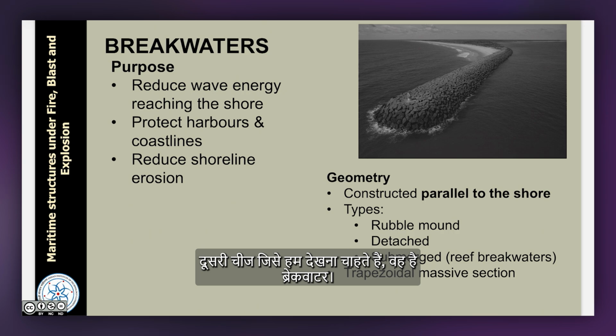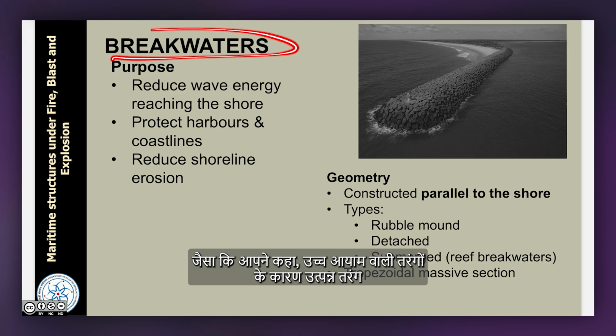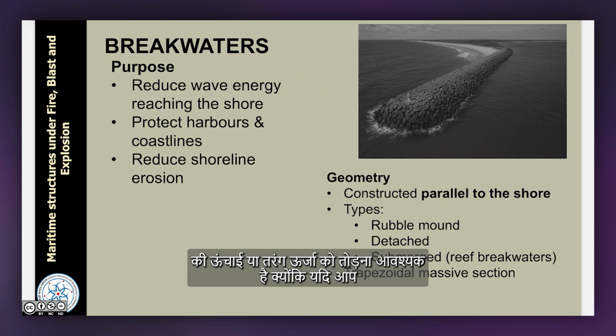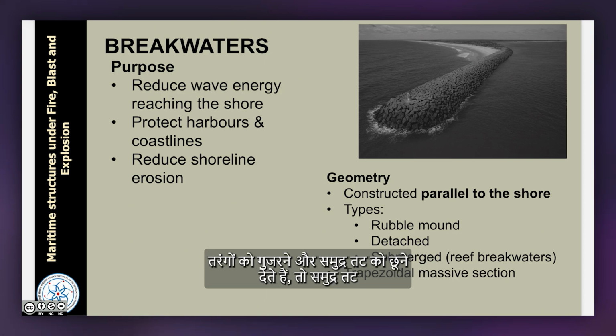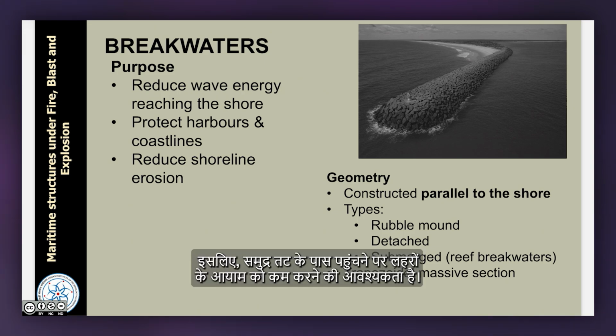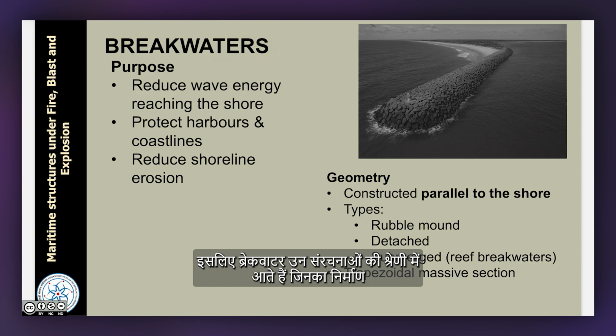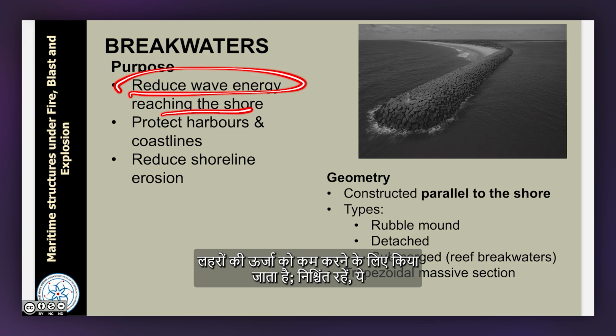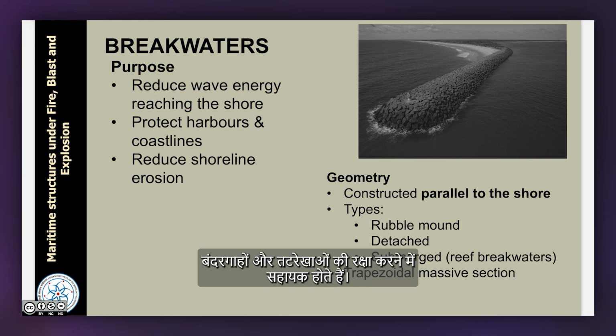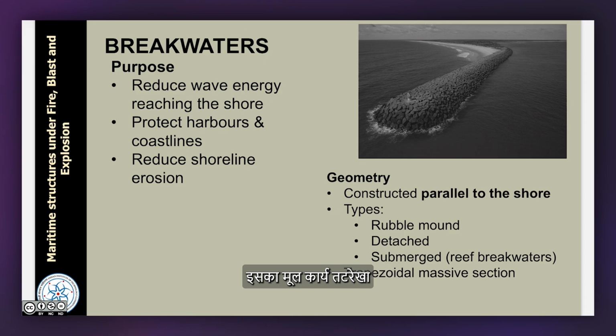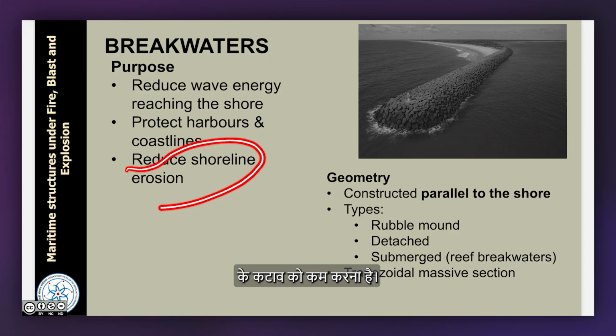The other one we are interested in seeing is the breakwater. As the word itself says, the wave height or the wave energy caused by high amplitude waves needs to be broken, because if you allow the waves to pass and touch the beach, then the beach will get soil eroded completely or very badly. So, the amplitude of the waves when they approach the beach needs to be reduced. So, breakwaters are those kinds of structures which are constructed to reduce the wave energy when they reach the shore. They are helpful in protecting harbors and coastlines. Essentially, their function is to reduce the shoreline erosion.